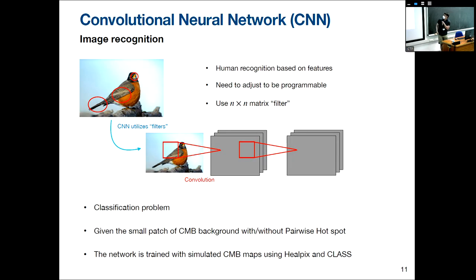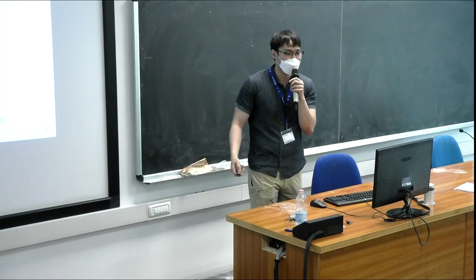For the detection method, we are actually using a convolutional neural network. This mimics how humans see things. For example, it enhances some specific features.